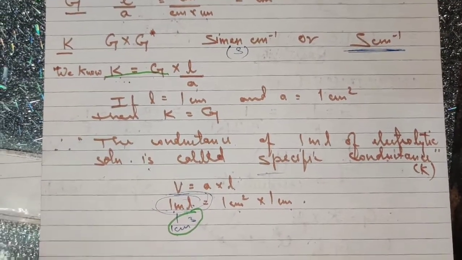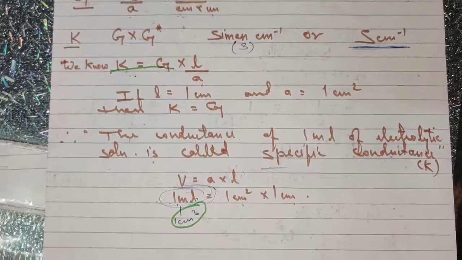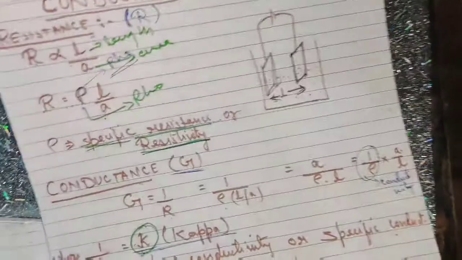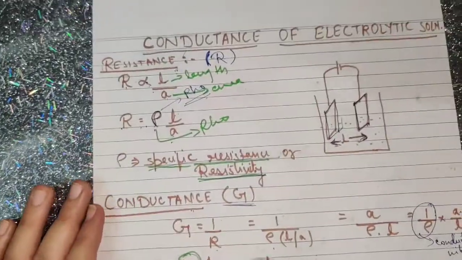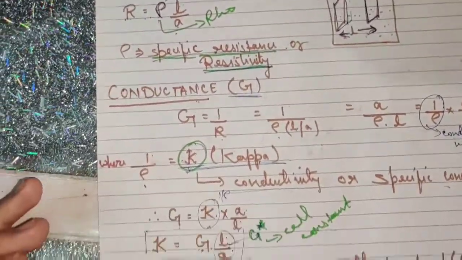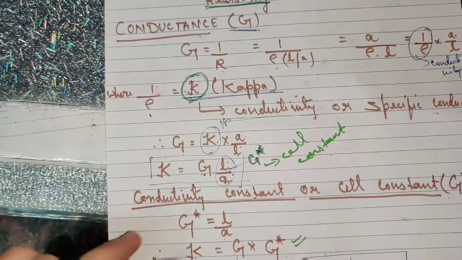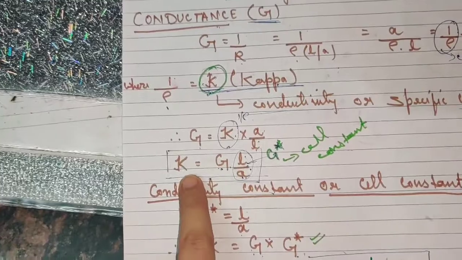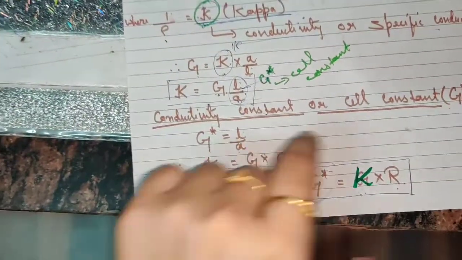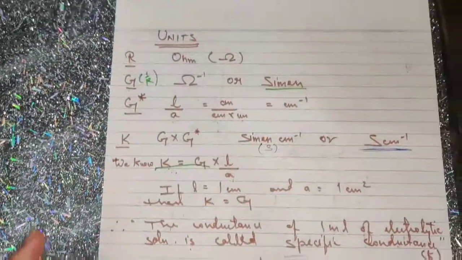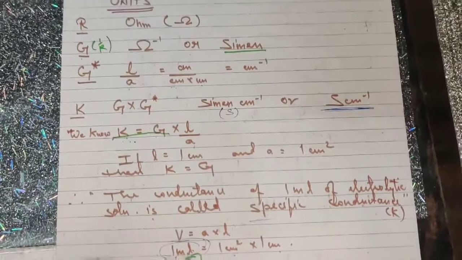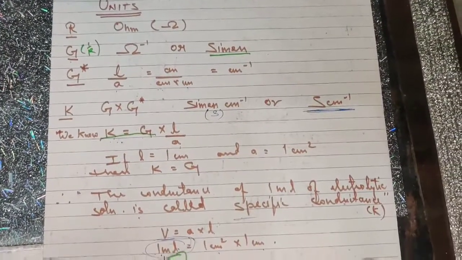So I hope the lecture is clear to you. Now I'll be moving on to the types of conductance. Let us revise quickly. We learnt about resistance, we learnt about specific conductance, and the new term that we came across is cell constant. Okay, and then we discussed the units of the terms that we discussed on the previous page. So now moving on to the types of conductance.